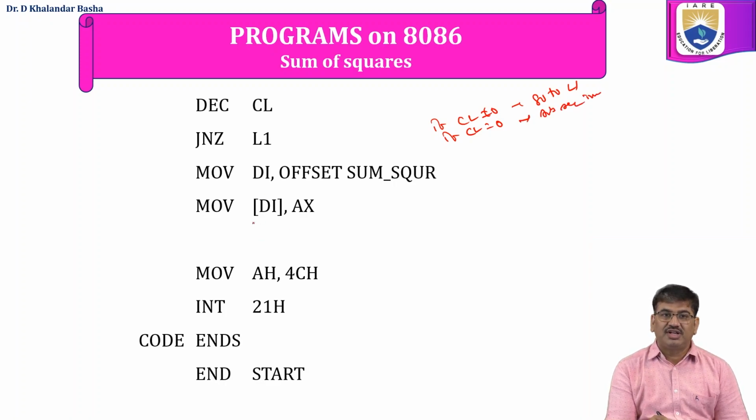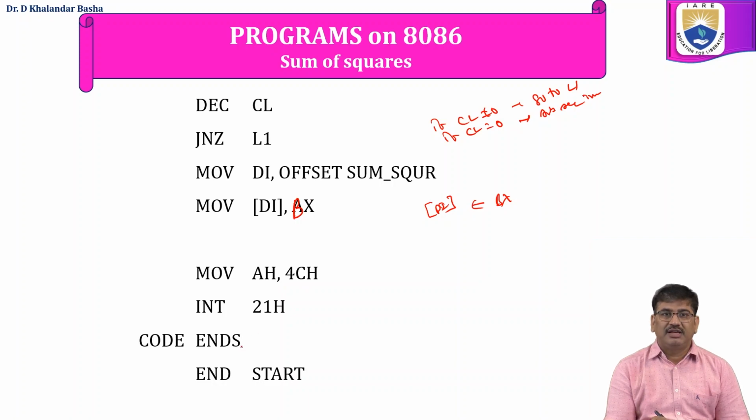In the subsequent instructions, we will fetch the address of the sum of squares variable. That offset value will be loaded into the DI. The result which is in the BX register, that BX register contents will be loaded into the memory location whose address is specified in the DI register. Then we will terminate the program by raising interrupt 21H, which is return to DOS, by moving 4CH into the AH register. MOV AH, 4CH, INT 21H.